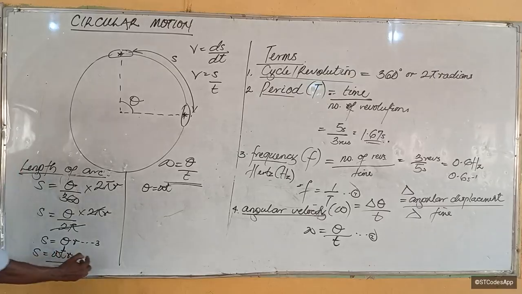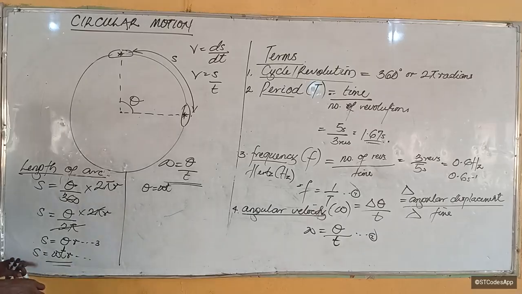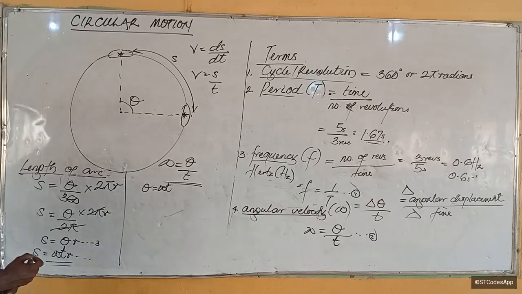And tell me, when do I need this formula? You need this formula when you are given the angular displacement, the time, and the radius of the circle. Then you have to calculate the linear displacement.